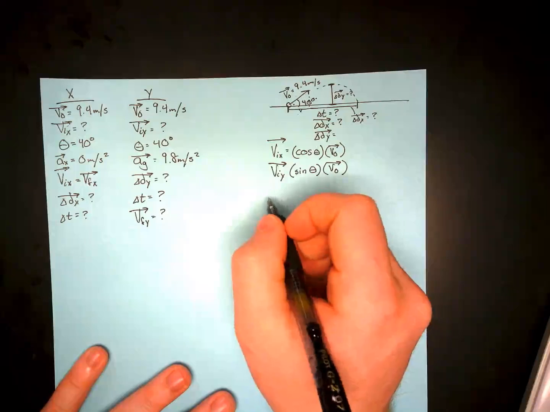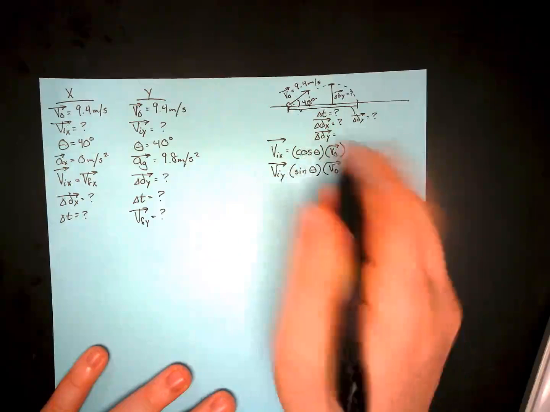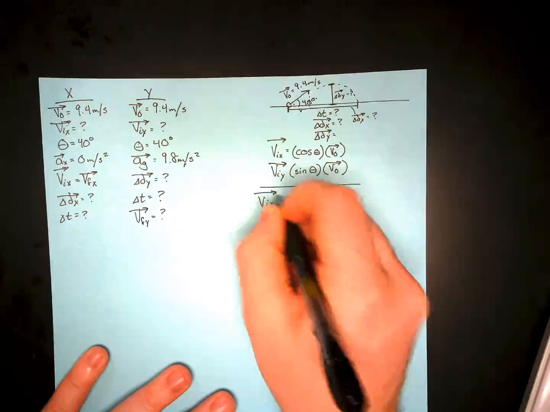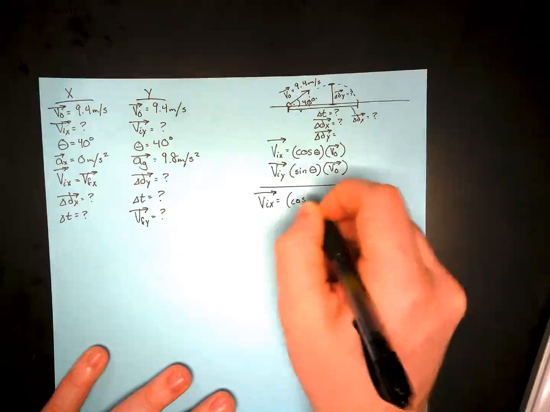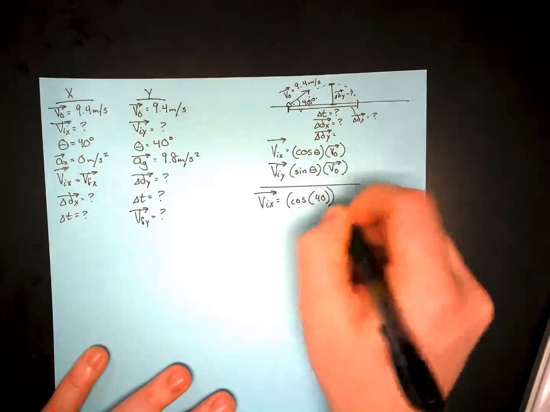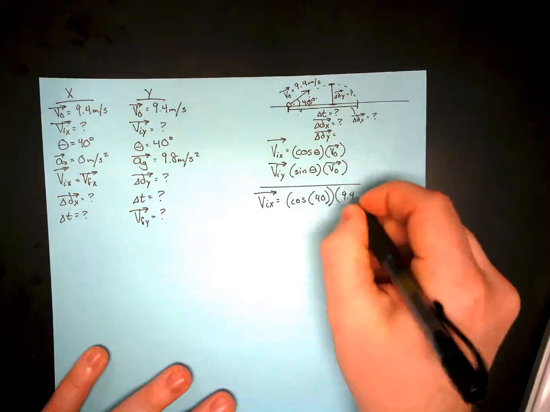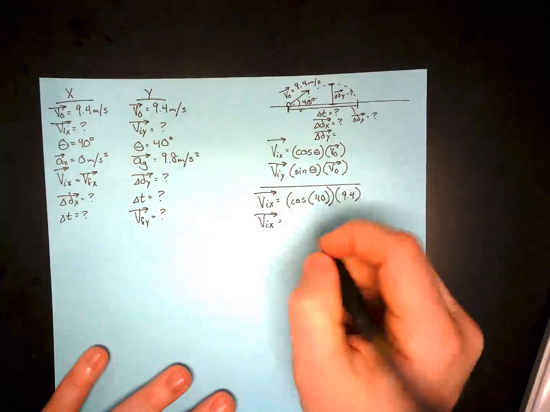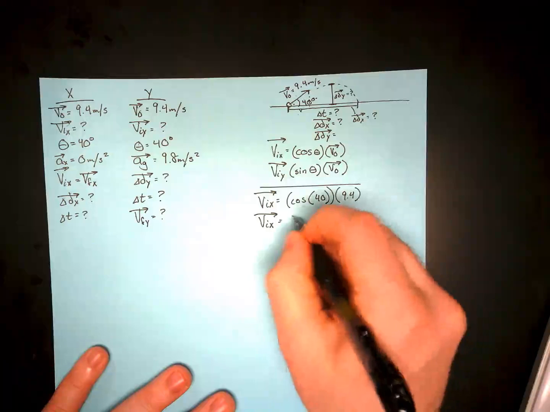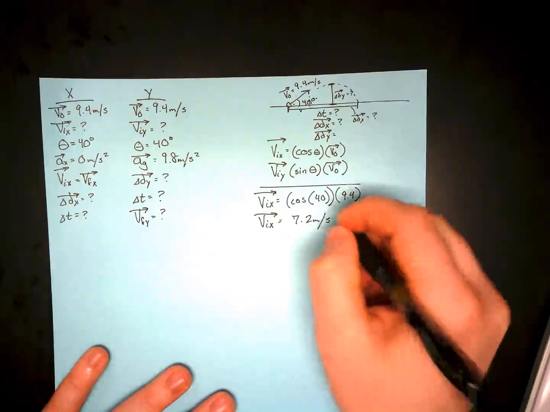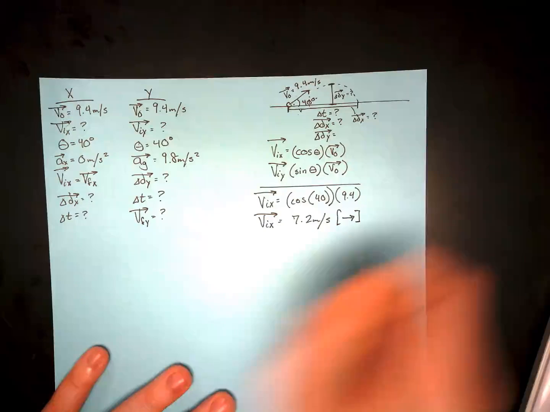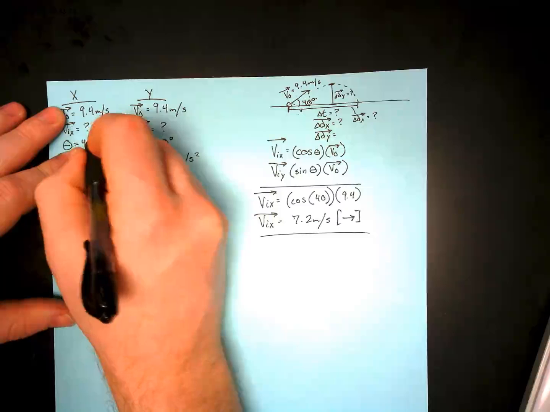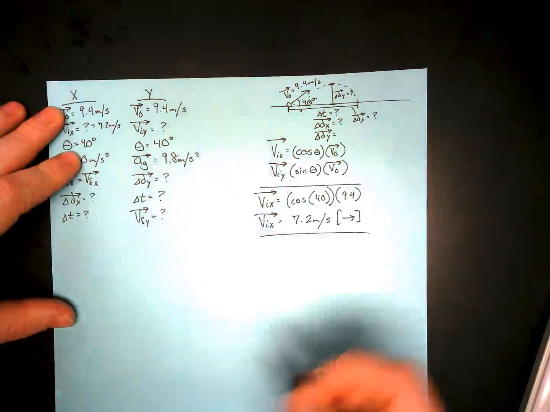So, okay. Now we just got to solve for this. Let's just plug these in. So this is going to be the cosine of 40 times our initial, which is 9.4. So our initial x velocity in this case is going to be 7.2 meters per second in this direction, just because that fits with our picture. And we can write it up here, 7.2 meters per second.